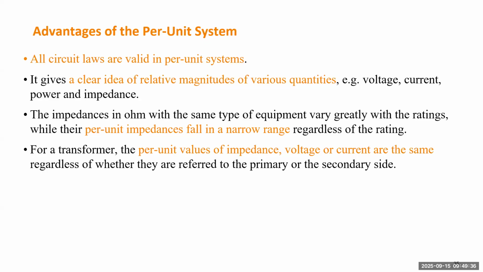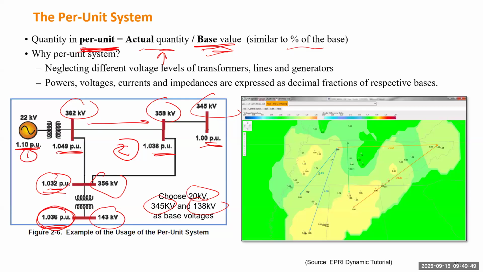For a transformer, the per unit value of impedance, voltage, and current are all the same, regardless of whether they're referred to the primary or secondary side. So that's also a very good thing. You may already see that from this example. Once we have the per unit value, those transformers seem not to exist at all. It will become something similar to a transmission line. We still need to calculate the impedance or the reactance of the transformer in per unit, so the transformer itself can maybe be approximated by just the reactance.